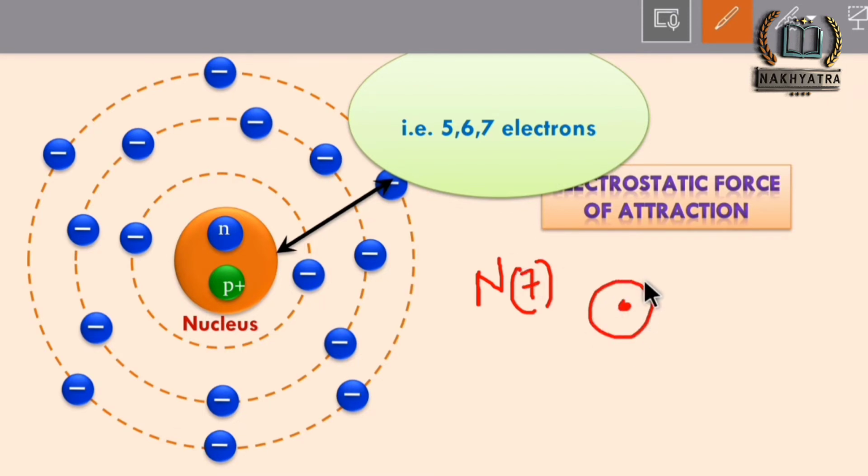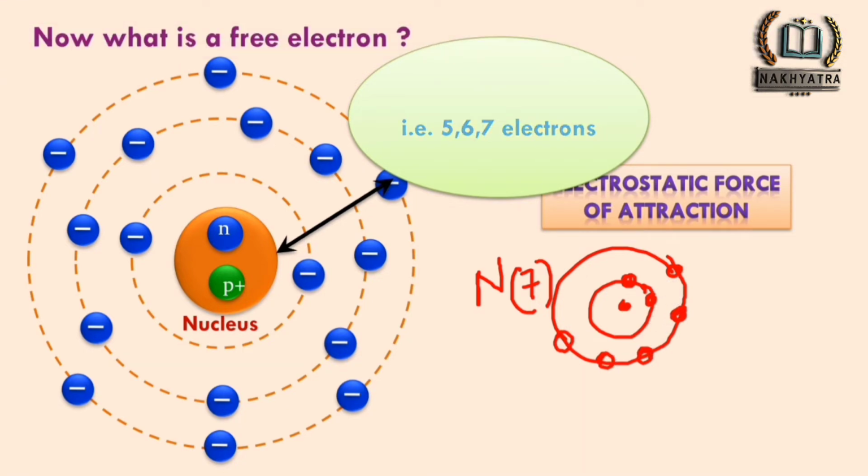We are going to fill the cells. Fill up the first cell and the second cell. So see, in the outermost cell, how many electrons are there? 1, 2, 3, 4, 5. So there are 5 electrons in the outermost cell. Now see, these electrons are strongly bound. These electrons cannot be taken out of the orbit. Am I clear?